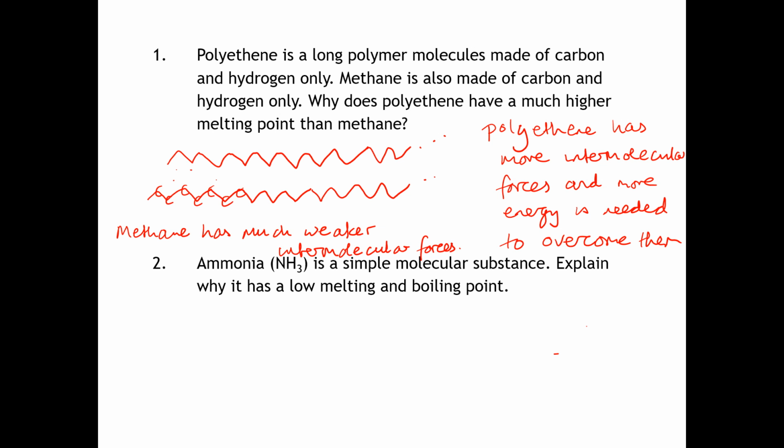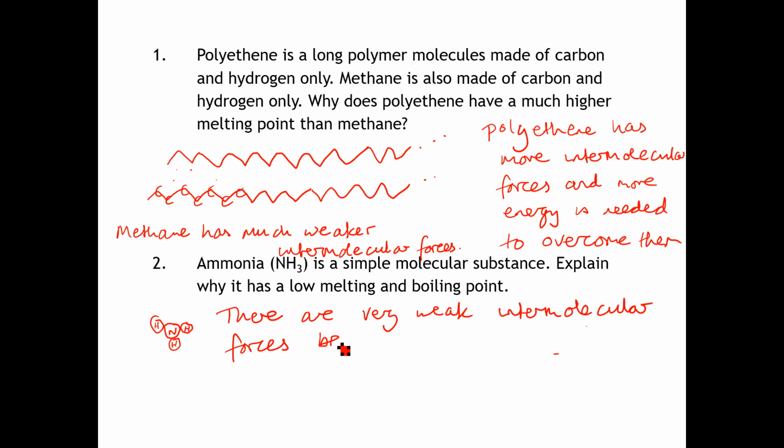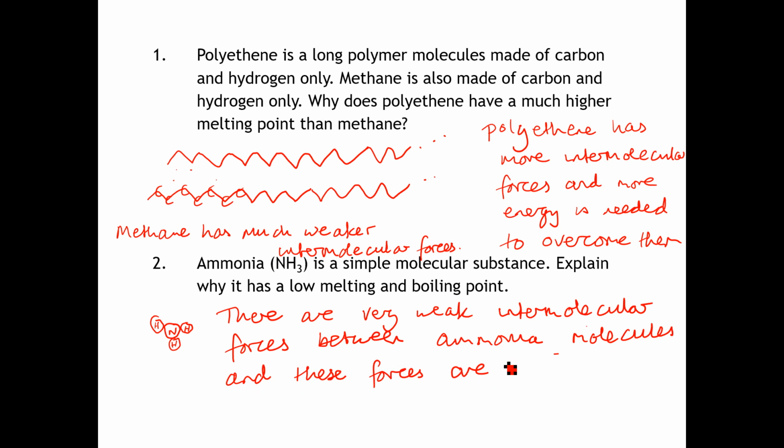Question 2. Ammonia is a simple molecular substance. Explain why it has a low melting and boiling point. Well, you may have seen in the picture earlier, we have ammonia, NH3, something like this. Apologies for the circles. There are very weak intermolecular forces between ammonia molecules, and these forces are overcome at low temperatures.